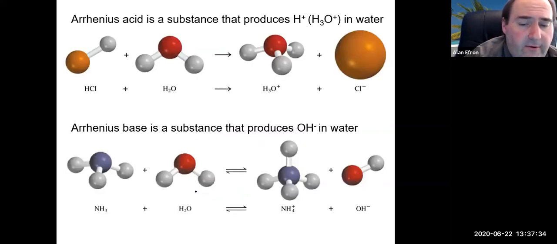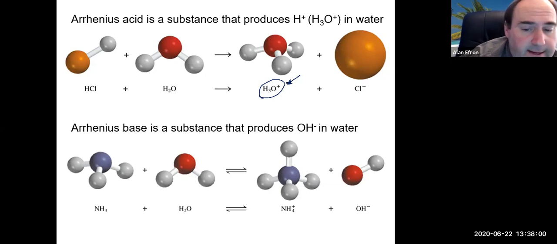Now, an early definition of an acid and base was one by Arrhenius, who did a lot of work with electrolytes. He basically said that an acid is a substance that has the ability to produce H plus or H3O plus in solution. So here we have hydrochloric acid within some water producing H3O plus, which is your basic definition of an acid.